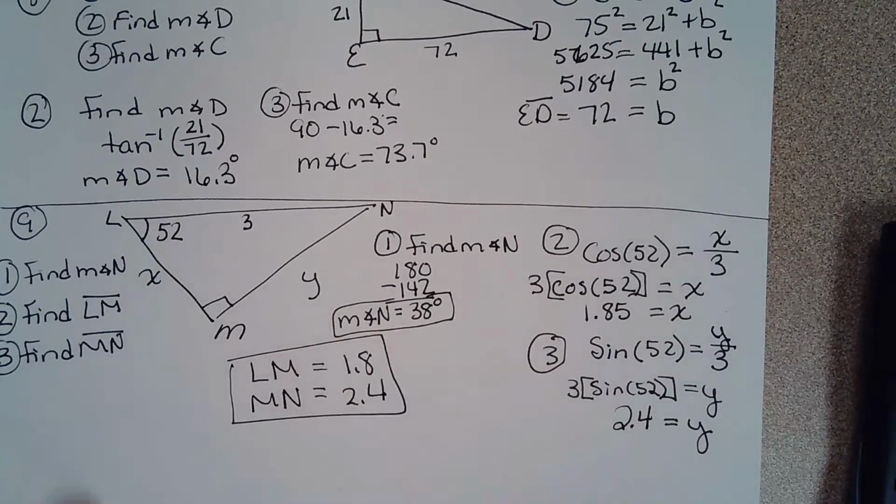Okay, so let's look at number 10. It's going to be treated the same way, but instead of having a hypotenuse, we're only going to have a side directly across.